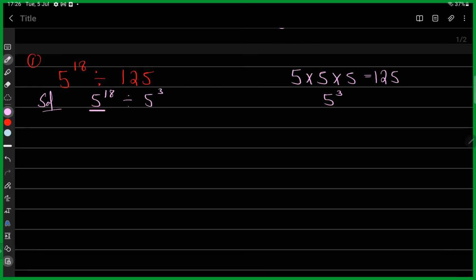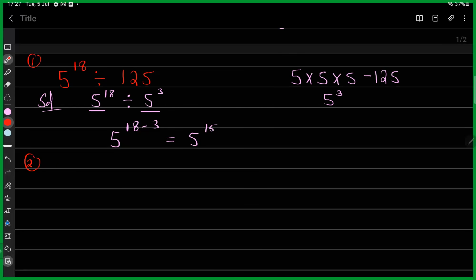Now I have two numbers and the bases are same. I have the division sign. So I can write it as one base and I can just subtract the powers and it would become 5 power 15. All right. Understood. Okay, very good. This was the first question. Let's talk about the second one.